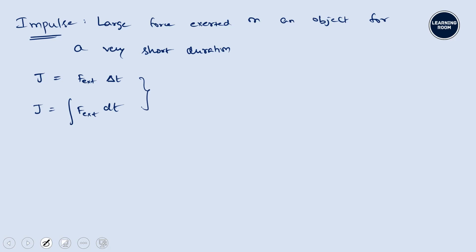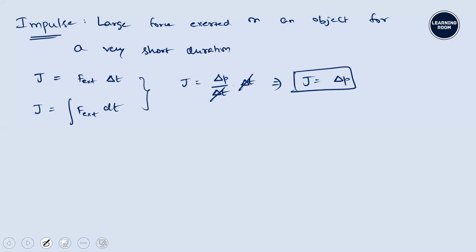Right. So here if you observe, J is equal to external force multiplied by delta T. But what is external force? It is the rate of change of linear momentum according to Newton's second law. And you multiply it with delta T. So delta T and delta T will get cancelled. So J will be equal to delta P.